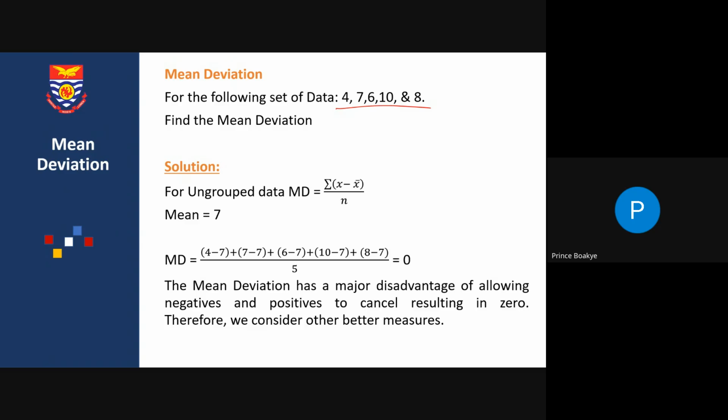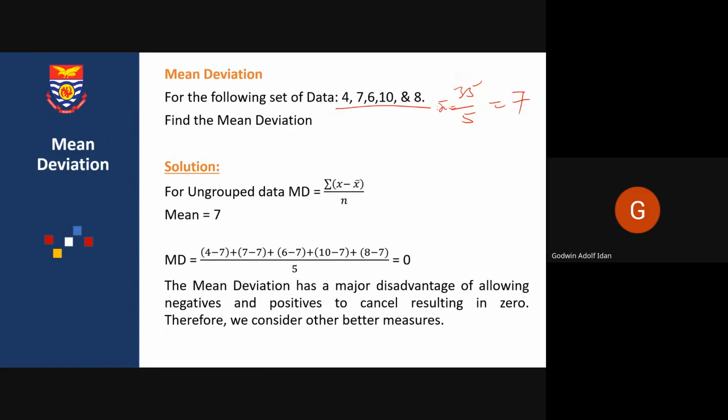Okay. So we will add 4 to 7 to give us 11, to give us 17, plus 10 to give us 27, and plus 8 to give us 35, all divided by 5. So our mean will be 7. The answer is 7.